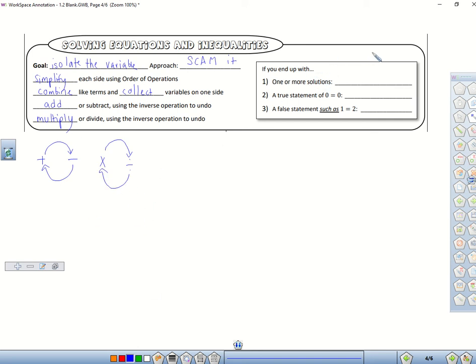If you end up with one or more solutions, these are known as roots. So roots is one of the many words used for solutions. You'll see zeros, roots, answers, solutions, but we're going to talk about it in the terms of the word root. And then if we get a true statement such as 0 equals 0, when we solve, that means that we have infinitely many solutions.